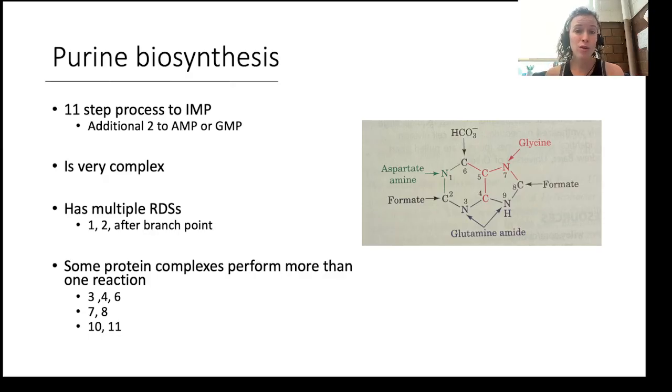Also kind of cool note that some of the enzymes in this pathway are actually involved in protein complexes. Think back to when we learned about the pyruvate dehydrogenase complex, and it was a massive complex with multiple enzymes in it. That's also true for other pathways, such as this. So enzymes 3, 4, and 6, for example, all in one big protein complex. 7 and 8, and 10 and 11, also true.